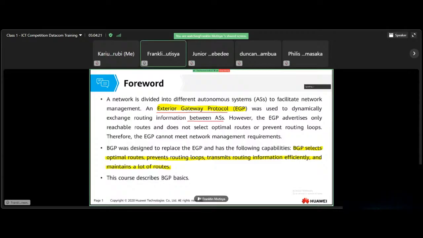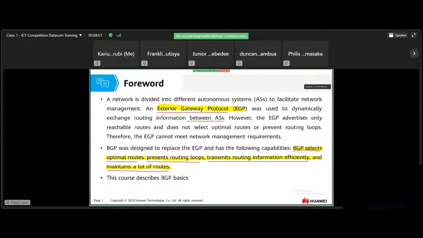BGP selects optimal routes and also helps to prevent routing loops. It also transmits routing information efficiently, and not just efficiently, it can handle large amounts of routing information with ease. It maintains lots of routes. It really can serve a large network. One of the large networks that we have out there is the internet.